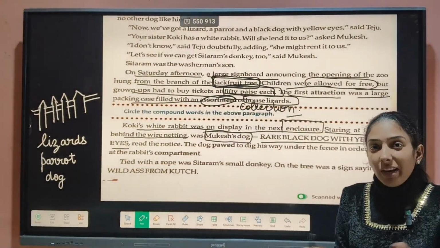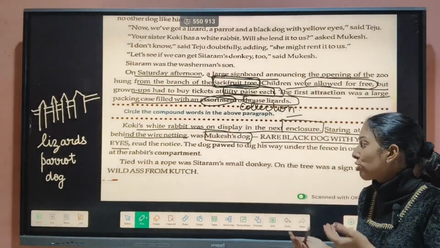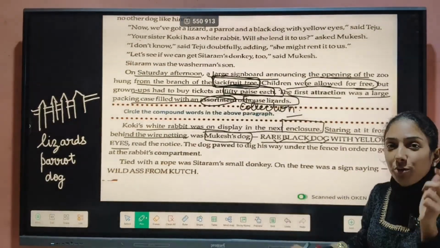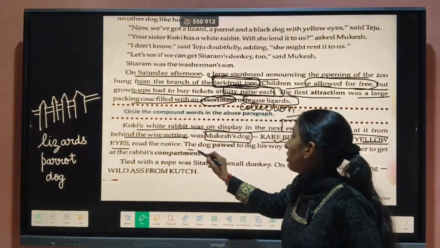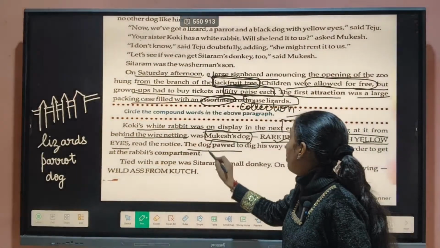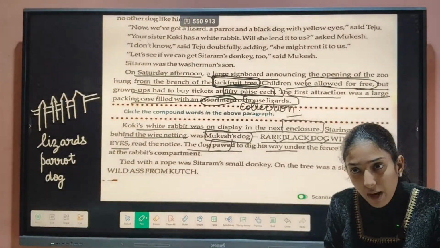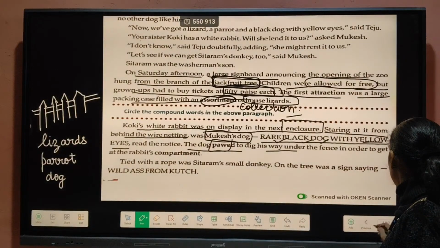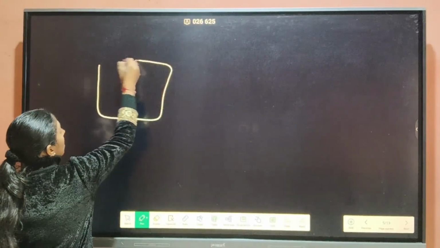What was written on the signboard before the enclosure of the dog? That it is a rare black dog with which color eyes? Yellow eyes. Okay, the dog started to dig his way under the fence. They made one separate compartment for the dog.